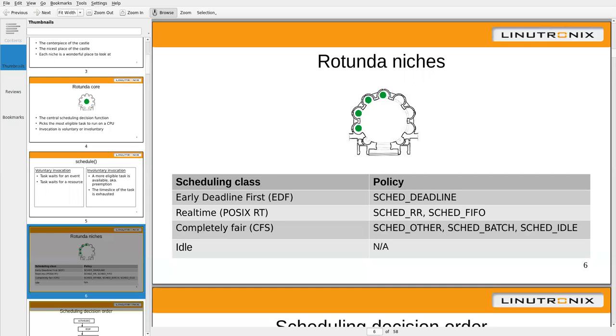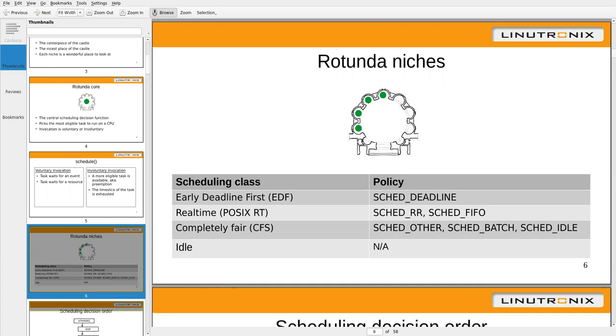So here we have the four, or actually three and a kernel internal, scheduling class. Earliest deadline first, that's the policy SCHED_DEADLINE as seen from user space. We have the POSIX real-time scheduling class, which is the policies SCHED_RR and SCHED_FIFO, which is round robin and first in, first out. And then we have the completely fair scheduler with its scheduling subclasses or policies, SCHED_OTHER, SCHED_BATCH, SCHED_IDLE. We don't talk about those in detail because they are not that interesting right now.